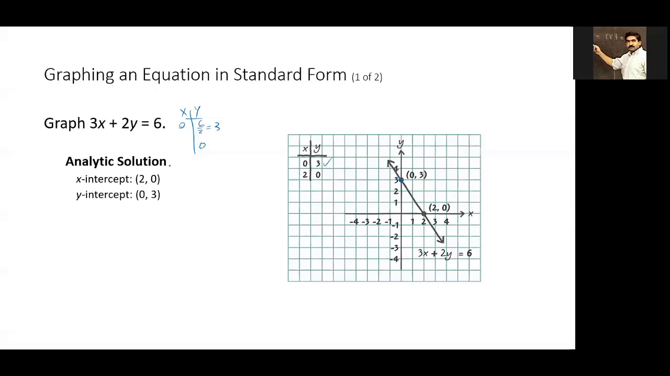If I let y equal to 0 and solve for x, x would be equal to 6 over 3, which is equal to 2. So this would be my x-intercept. This is where my line is going to intercept the x-axis. If I connect these 2 points together, that would be the line.